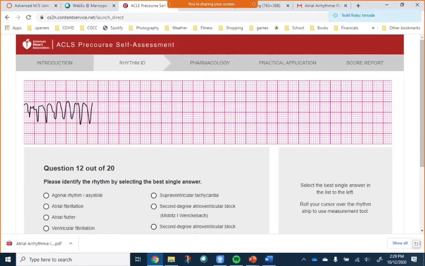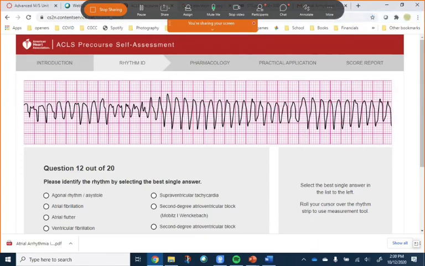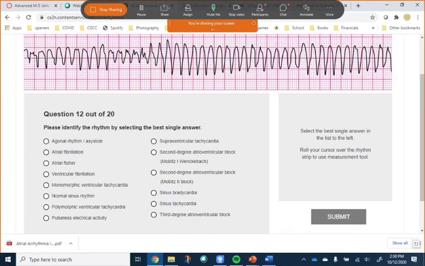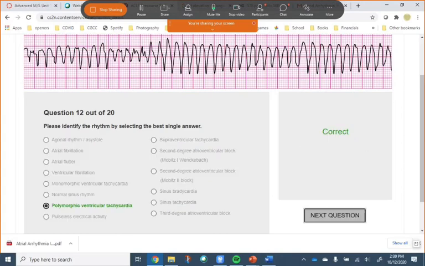Ideas? Let me stop it. Well, that looks like textbook Torsades. And they don't give you Torsades here. It's called polymorphic or multiple size VTAC. Monomorphic is exactly the same amplitude. Polymorphic is multiple amplitudes. Good job.